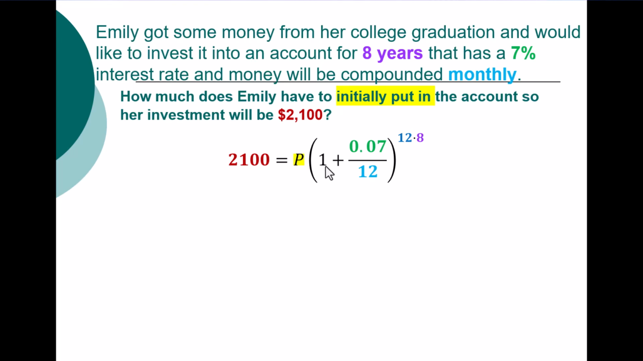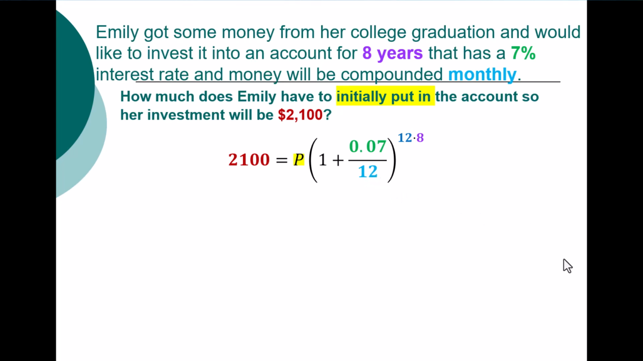All right, let's finish putting in the information that we have. Our interest rate is 7%. We're going to convert that to 0.07. Our time, 8 years, is going to be part of our exponent. And we're going to multiply that by n, the number of times that we're compounding within a year. So look at your word problem. It says monthly. How many months in a year? There are 12 months in a year. So we're going to replace that in this formula. It goes in two different places, in the exponent and in the denominator.